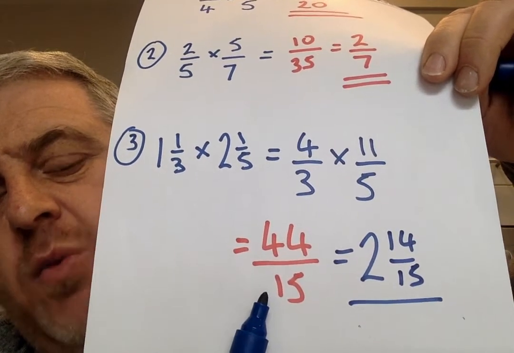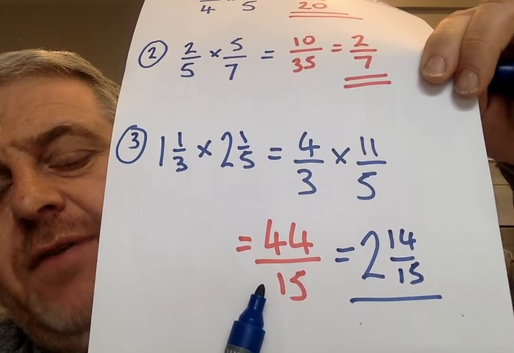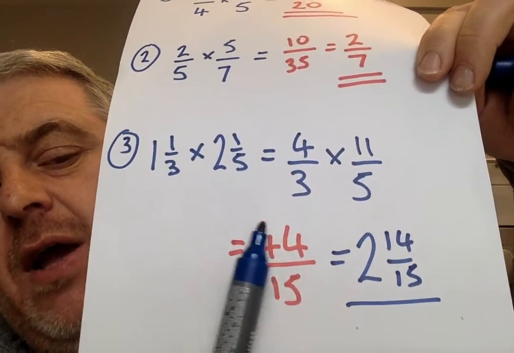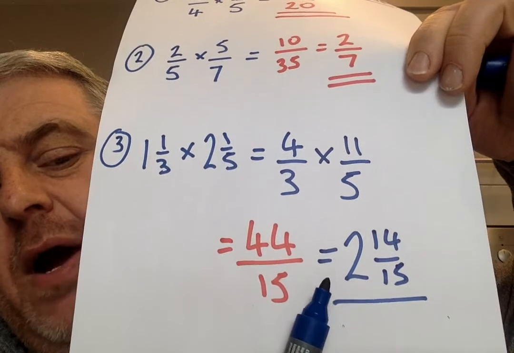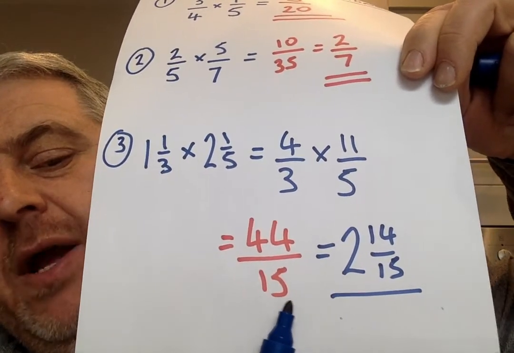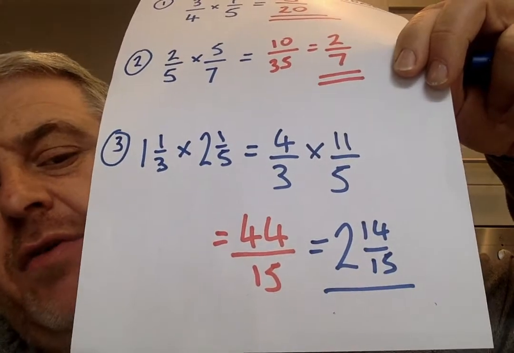But 15s, so 1 15 is 15, 2 15s are 30, 3 15s are 45. So I can't get 3 15s in, but I can get 2 with my remainder 14. And my denominator of 15 comes over. So my answer, 1 1/3 times 2 1/5 is 2 14/15.